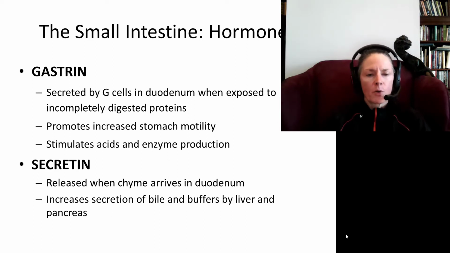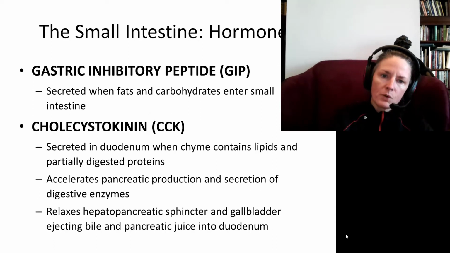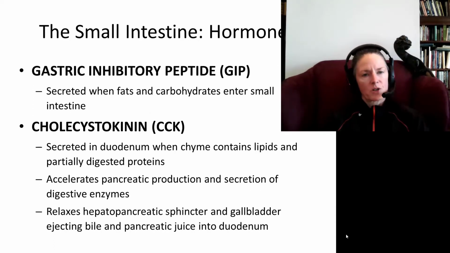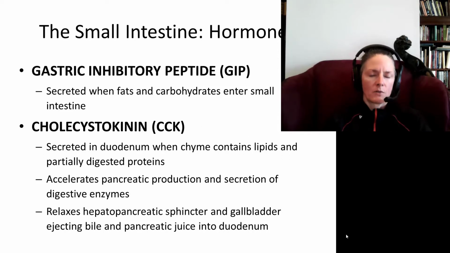The other thing we've seen before is secretin, and this is simply when chyme arrives in the duodenum, it's going to increase the production and secretion of bile by the liver, and it's also going to increase buffer secretion from the pancreas. We've got gastric inhibitory protein, which, as we know, is going to tone down the activity of the stomach, and this will be secreted when fats and carbohydrates are entering the duodenum.